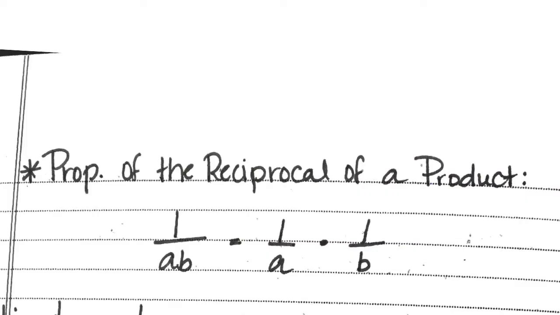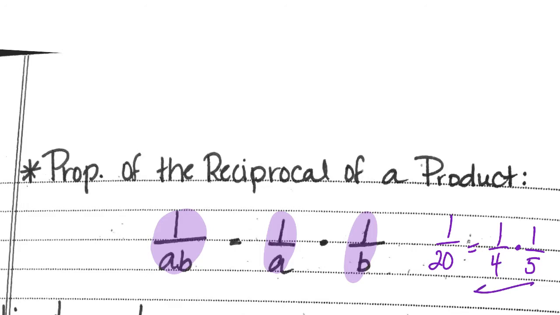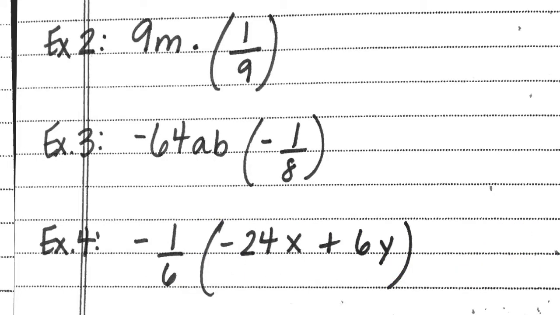All right, the property of a reciprocal of a product is kind of just telling us that we can split up numbers. So if I have 1/AB, I can split that up into 1/A times 1/B. We never think about splitting it up. Like 1/20 can be split up into 1/4 times 1/5. We usually just think about multiplying this way, but we can split things up. We're going to look at a few.